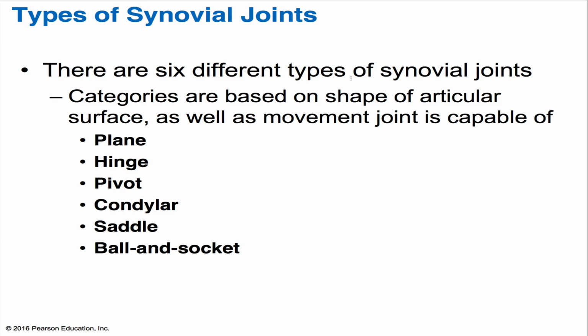Now, these joints are multi-axial and the most freely movable synovial joint that we have in our body. So it allows for universal movement. Perfect examples we see at our shoulder joints or our hip joints as well.